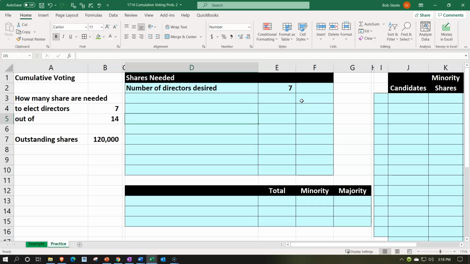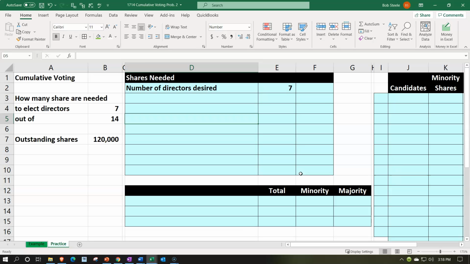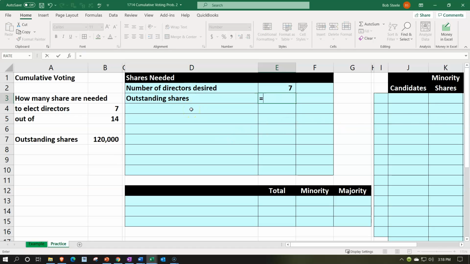Obviously, if it's a book problem, you want to work the algebra and plug it in algebraically. In practice, it's good to put these calculations into a table, because you can work with a table, and it's a lot more flexible if you want to practice changes that could happen. In any case, we've got the number of directors, 7. The outstanding shares are going to be 120. That's going to give us the numerator.